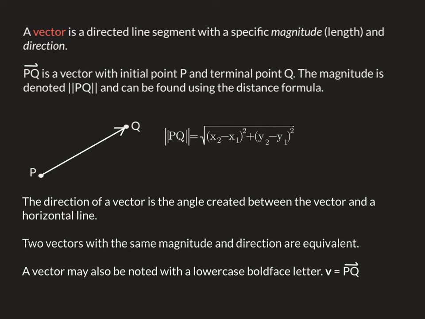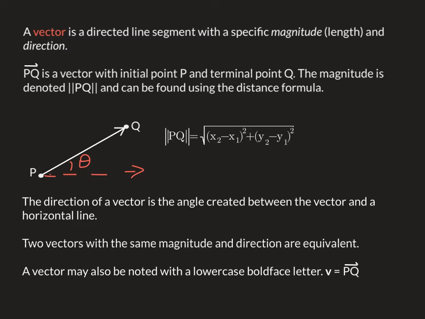Now, the length of a vector is called the magnitude, and it can be denoted with 2 vertical lines on either side of the vector's name. We find the magnitude just by using the distance formula. However, the direction is an angle created between the vector and a horizontal line. Our initial point is point P, so to find the direction of this vector in degrees, we would draw our horizontal line and then find the angle between those 2 rays or 2 vectors.